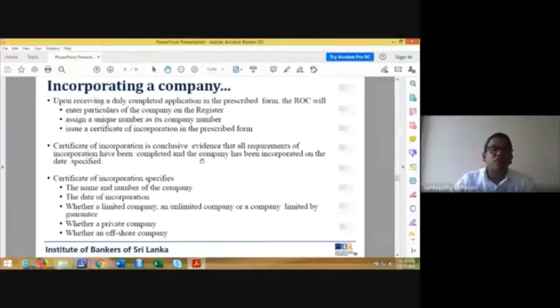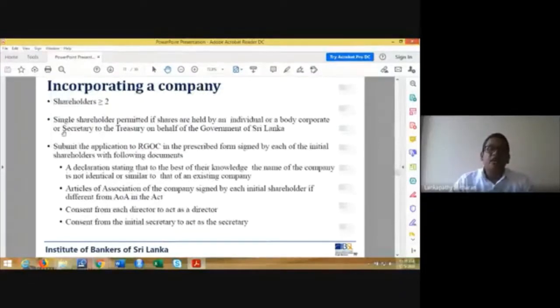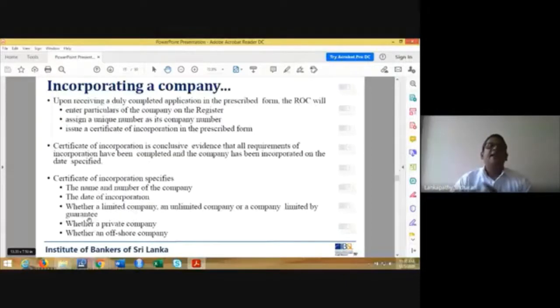Okay, there are some other things also. So first, there are two people, and with these two people they have to give these documents, and with the prescribed application form they submit their application to the registrar of companies. And third, upon receiving the duly completed application in the prescribed form, the registrar of companies will enter particulars of the company on the register, assign a unique number as its company number. So in every company there's a unique number. They will assign the unique number to the company and issue a certificate of incorporation in the prescribed form. So there's a format.